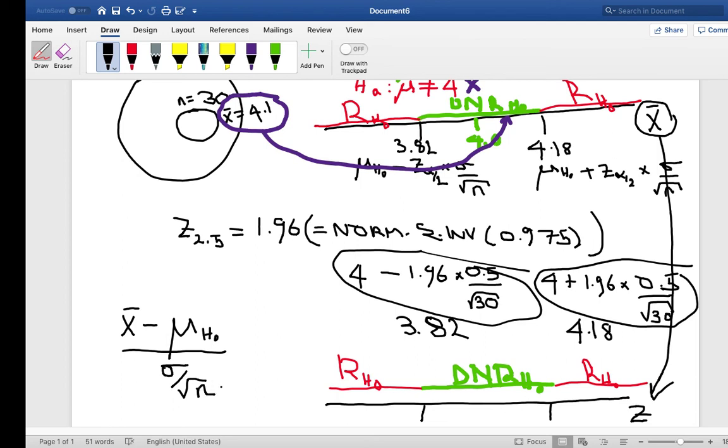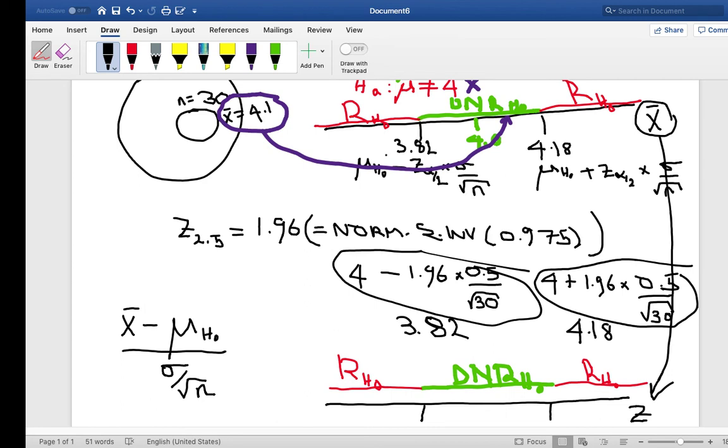So what does that mean to us? That means that all these X bar values must go into this equation to go from X bar to Z. So the 3.82, what does it become down here? Well, I put the 3.82 in here, I subtract the mu of H0, which is 4, and then I divide by sigma, which we said was 0.5 divided by the square root of 30.